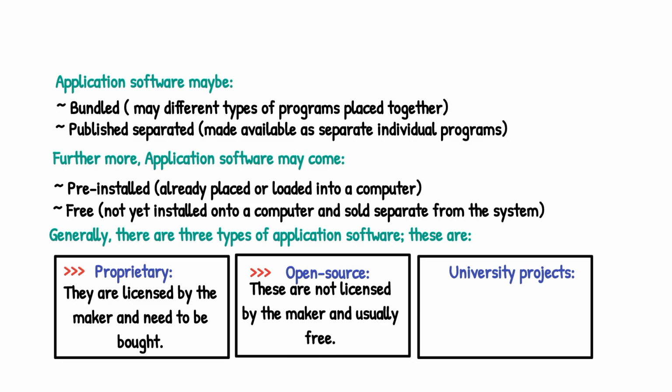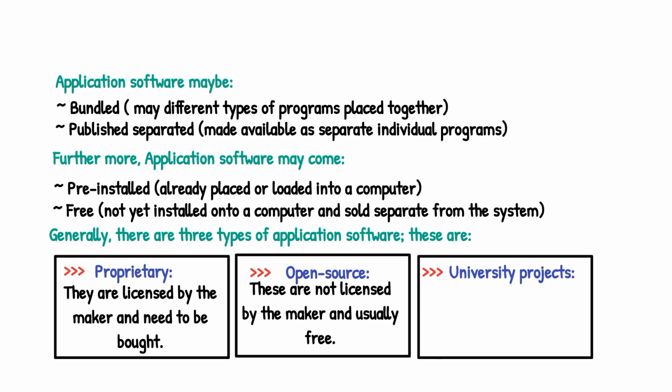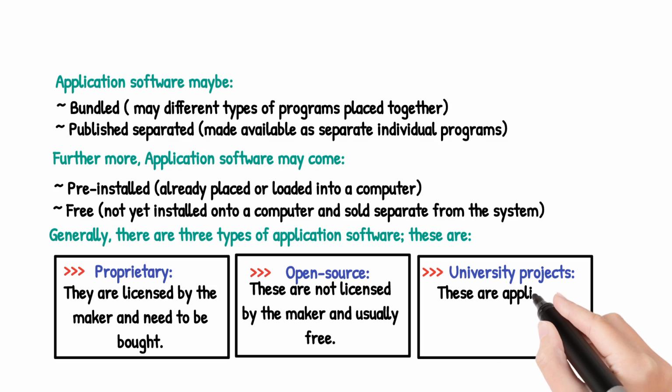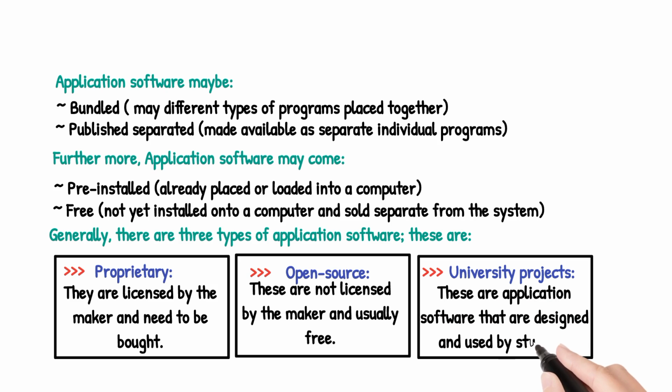And the third and last type of the application software which we have is the university projects. These are application softwares that are designed and used by students to perform a particular activity.